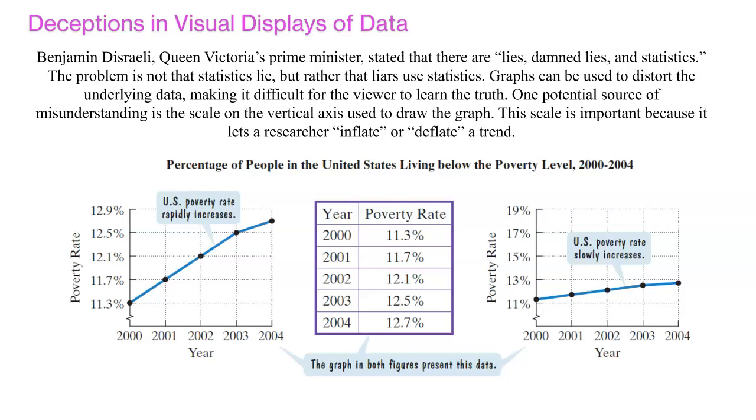So I have two different line graphs here showing the U.S. poverty rate over a 5-year period. They both represent this same exact data, but in very different ways. One of them shows a rapid increase in the poverty rate. One shows a slower increase in the poverty rate. What's the difference between these two graphs that's causing that distortion?